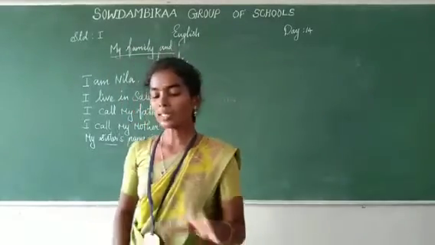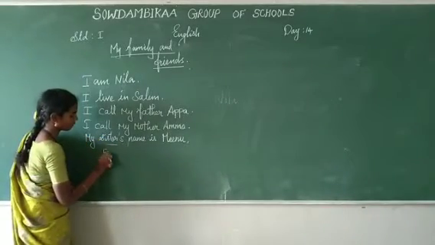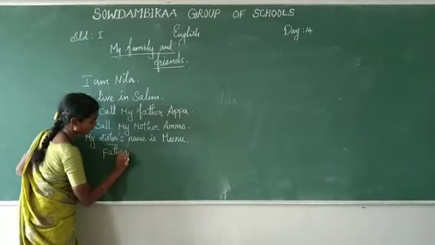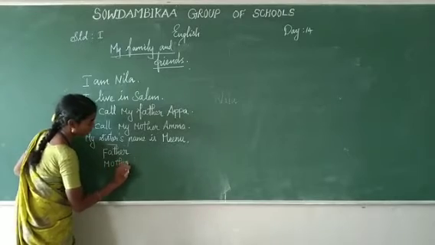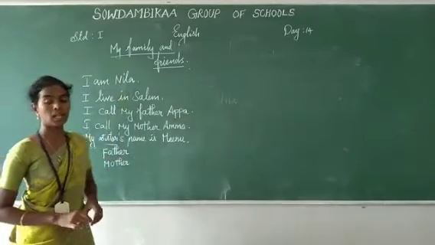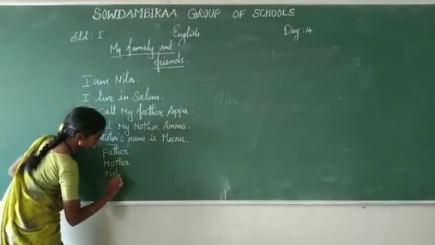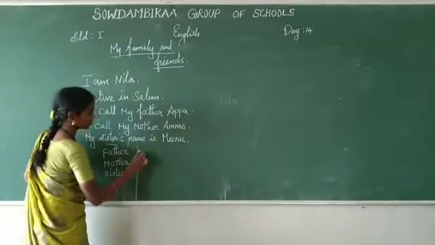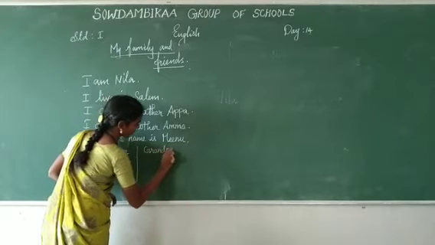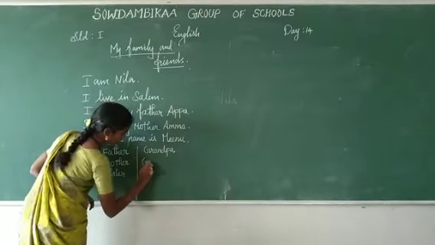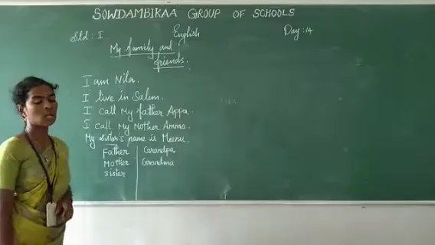Here, what are the names we see? Yes. Father, F-A-T-H-E-R. Then we see mother, M-O-T-H-E-R. Then sister, S-I-S-T-E-R. Then we see grandpa, G-R-A-N-D-P-A. Grandma, G-R-A-N-D-M-A. Okay, so these are the names we see.